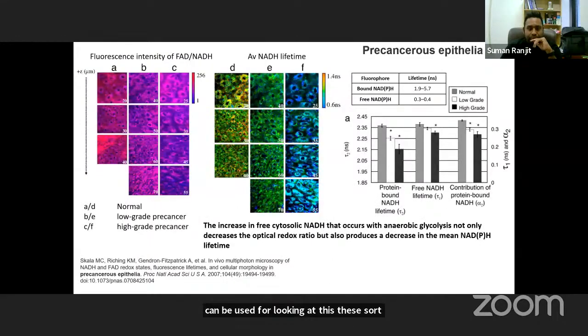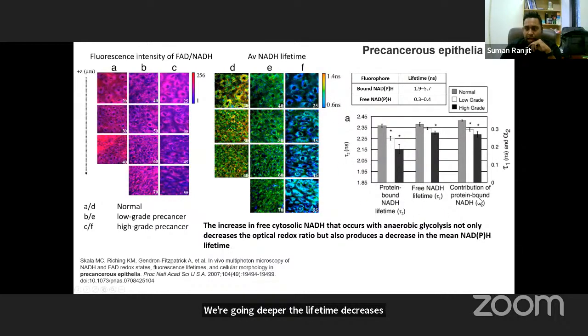Now, one of the first papers from Melissa Skala was looking at different precancerous cells. So these are normal, low grade, and high grade, and this is going in depth. This side is the redox ratio, and this is the average NADH lifetime. As you go to more cancerous tissue, you go towards a lower number in terms of the redox ratio, and as you go deeper, you increase the redox ratio. The similar thing you can see here: as you go towards more high-grade precancerous tissue, the lifetime decreases, and as you go deeper, the lifetime decreases even more.